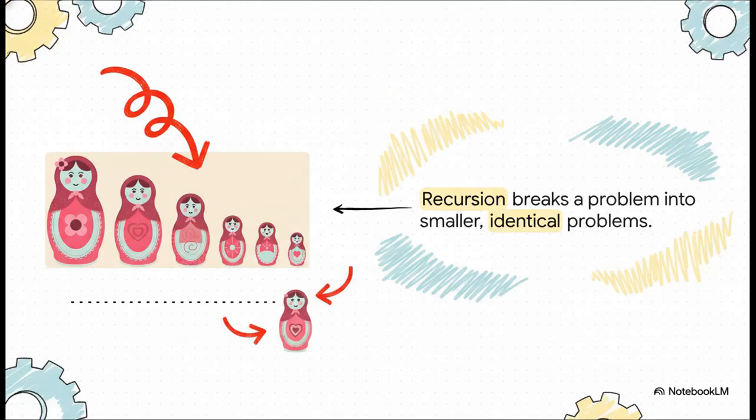recursion. Honestly, the best way to wrap your head around recursion is to look at these Russian nesting dolls. Recursion is just a technique for solving a problem by breaking it down into smaller, identical versions of the exact same problem. You solve the smallest one, which helps you solve the next one up, and that helps you solve the next one, and so on all the way back to the top.